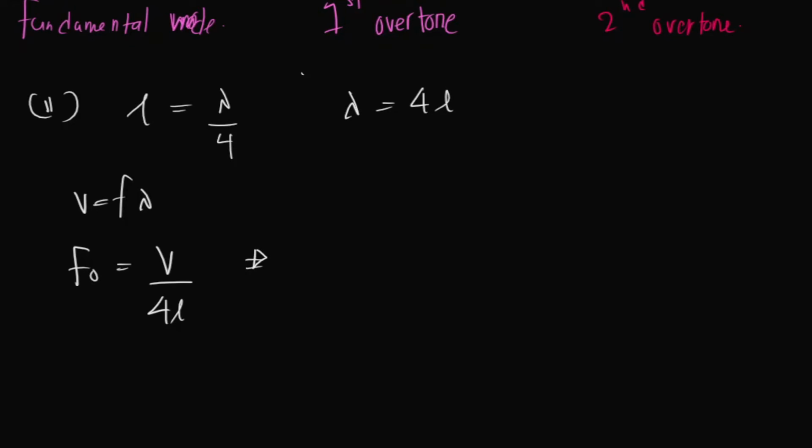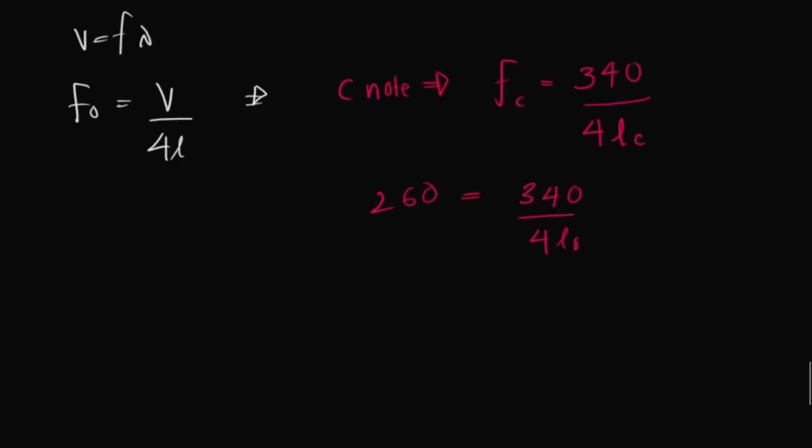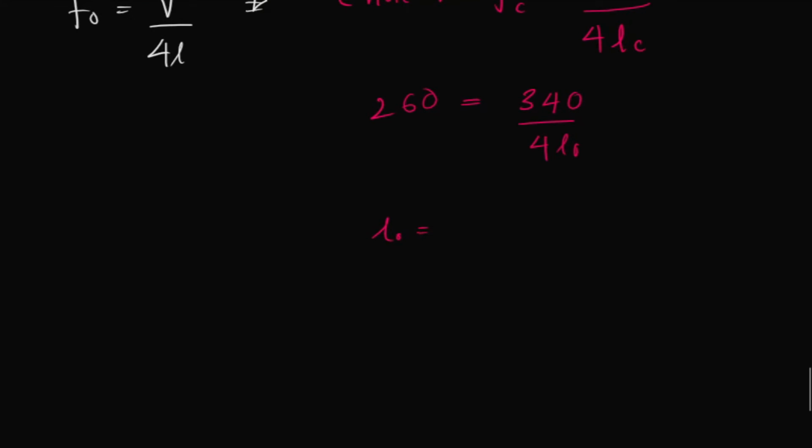Now let us find this for the note C. For the C note, let's assume the fundamental frequency is Fc. The velocity is 340, 4, and let us assume the length of the tube required is Lc. We know the fundamental frequency of the C note is 260 hertz. That was given in the previous part. So 340 over 4 Lc. If you simplify, Lc is going to be something around 32.7 centimeters.